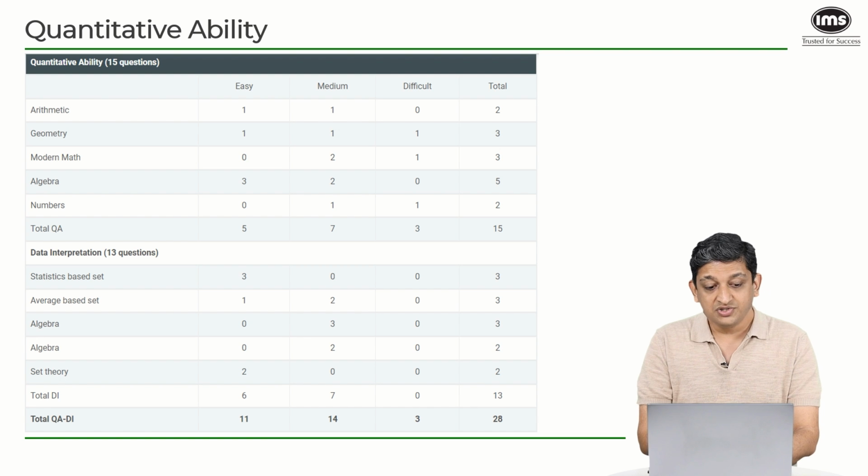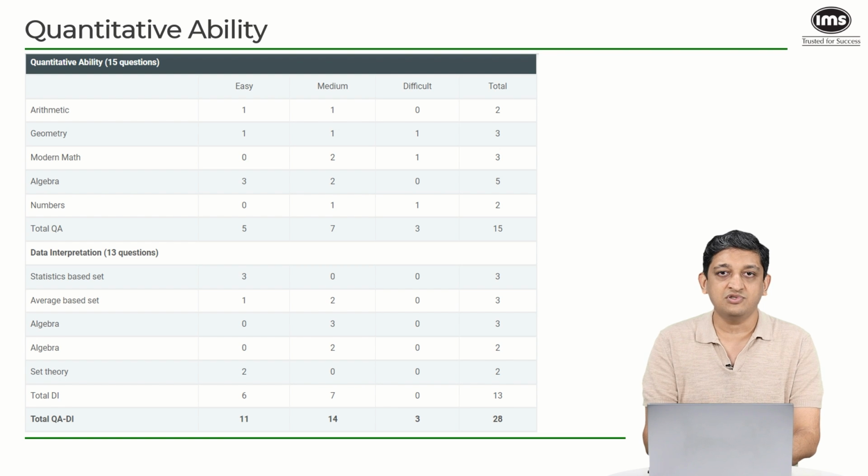In terms of the split, this year specifically, we saw a very even split across the 5 areas. In algebra, there were 5 questions out of the 15 questions in QA, so that was the majority, followed by modern math and geometry, which had 3 questions each, followed by arithmetic and numbers, which had 2 questions each.